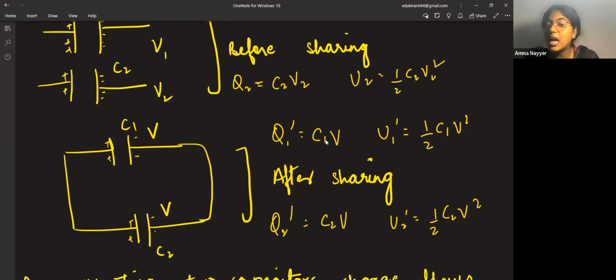So now what will the charge become? C1V. What will the energy become? Half C1V square, not V1, V2 anywhere. Q2 prime, the new charge after sharing, after they have been connected, is C2V. Finally, the energy is half C2V square. Now, this is what is meant by sharing of capacitors.